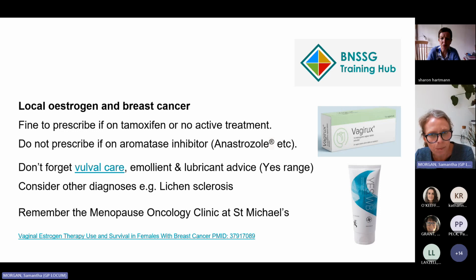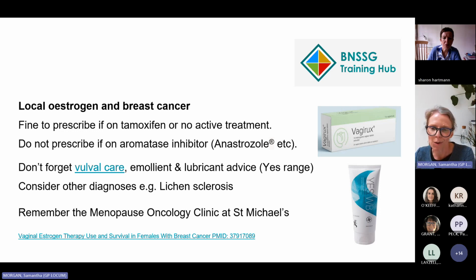We certainly, as GPs, wouldn't be wanting to prescribe alongside aromatase inhibitors. If somebody's on something like anastrozole, it's really trying to suppress estrogen to 0, so we don't want to increase that at all. But there's a JAMA paper now. The link here is on the slide, a really large cohort study showing no evidence of increased breast cancer mortality in patients using vaginal estrogen therapy. So this is something that we can consider introducing.